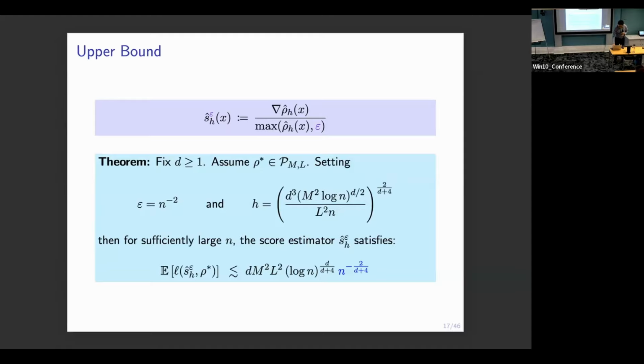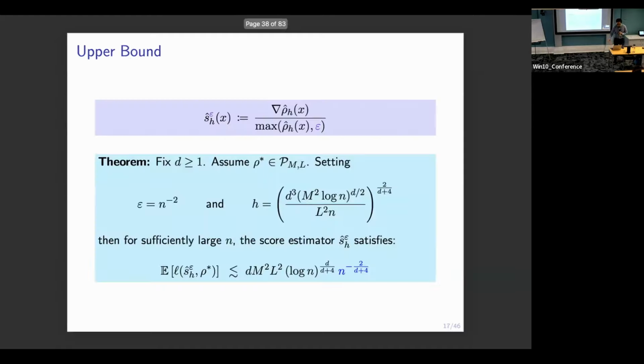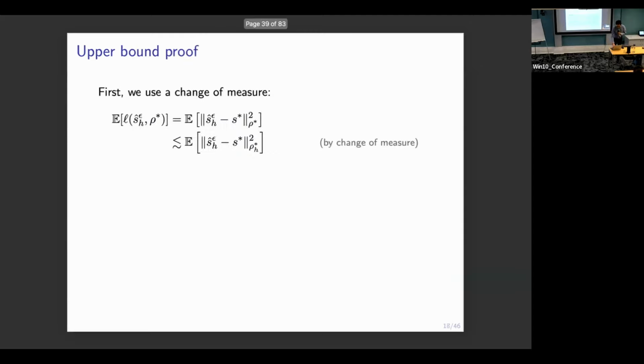Maybe I will not go through all the proof, but I'll just sketch the proof. But I need to stop here for a second and see if there are any questions. Okay, let me try to sketch the proof because it's actually very simple.